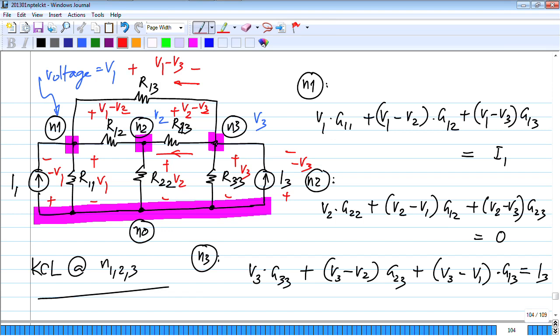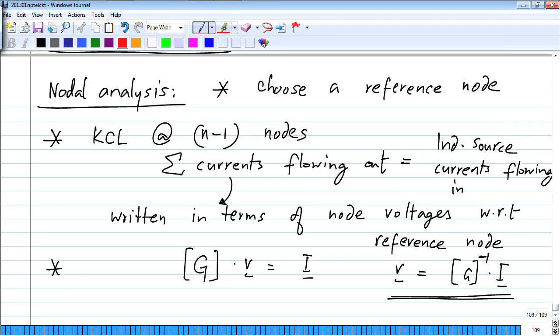Okay. So what I want to point out is that after this, there are a couple of steps to get all the branch voltages and all the branch currents. But at this point, we say the circuit is solved because the rest of the steps are kind of trivial. Okay. Because you just take the difference between some two node voltages to get the branch voltage, and you multiply that by conductance to get the resistor currents.